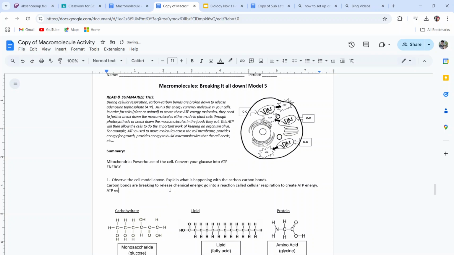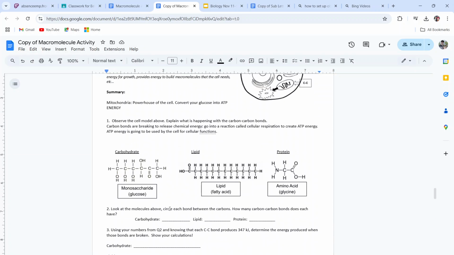And ATP energy is going to be used by the cell for cellular, sorry for the misspellings, functions. Okay, they need this ATP for survival.